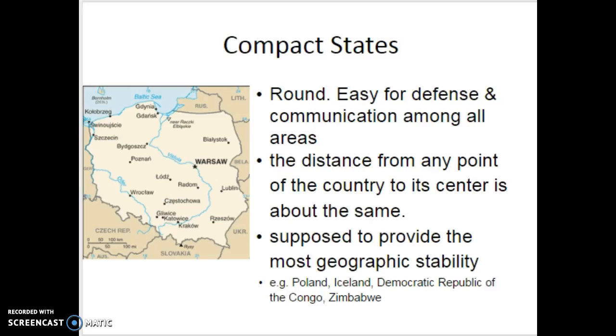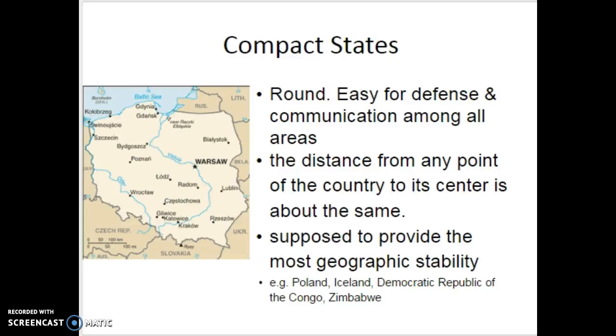All right, our third type of state would be something known as compact states, and that one's easy to identify. It's round, and some of the benefits come in the fact that it's round, or I could even add, it could also be square, kind of boxy shaped. You can take a guess that a benefit of a compact state is that it's very easy to defend, and communication is relatively easy around all areas. The distance from any point in the country to the center is about the same. And in most cases, we see compact states are supposed to provide geographic stability.